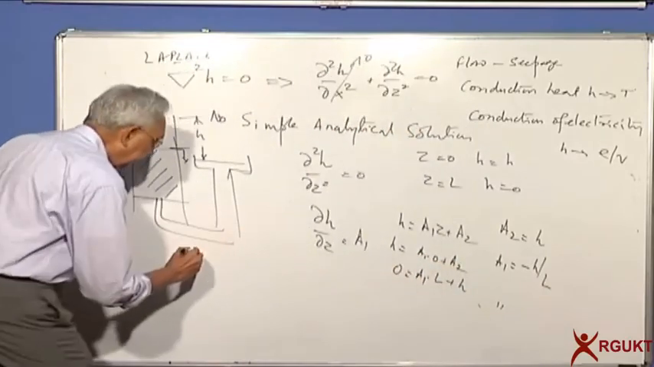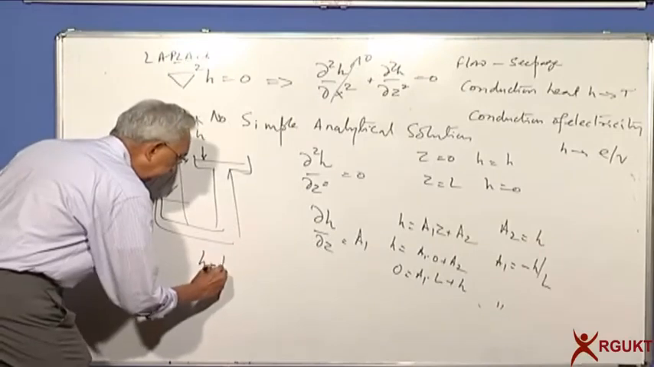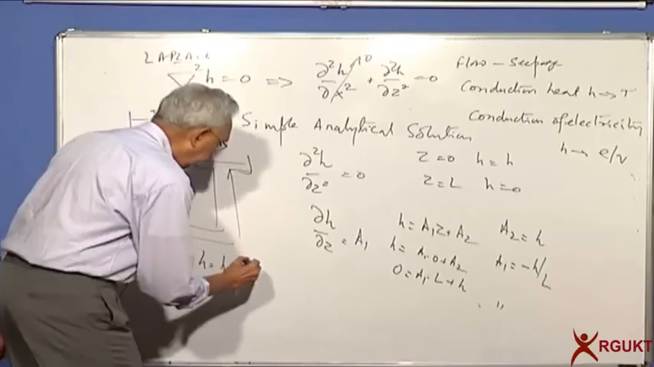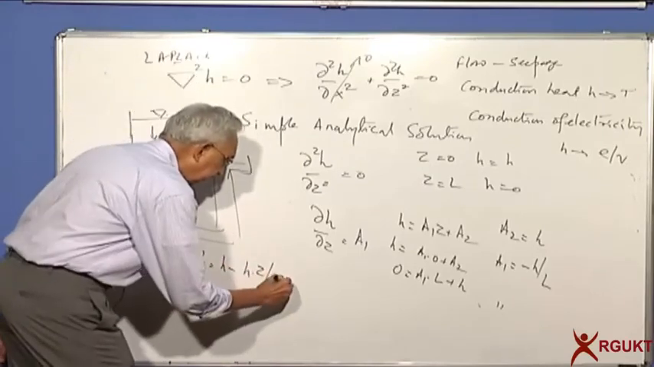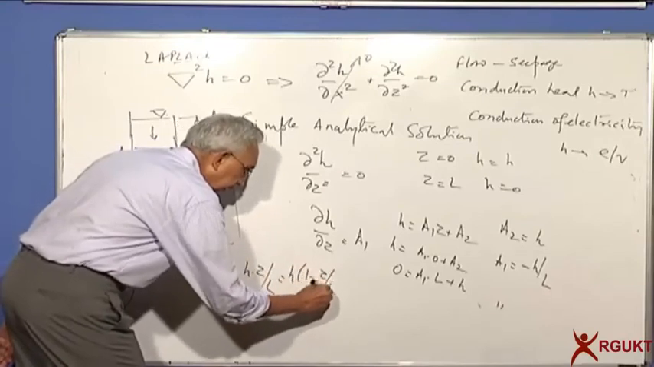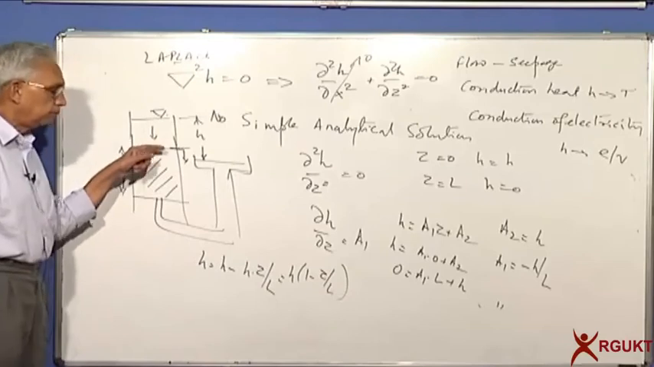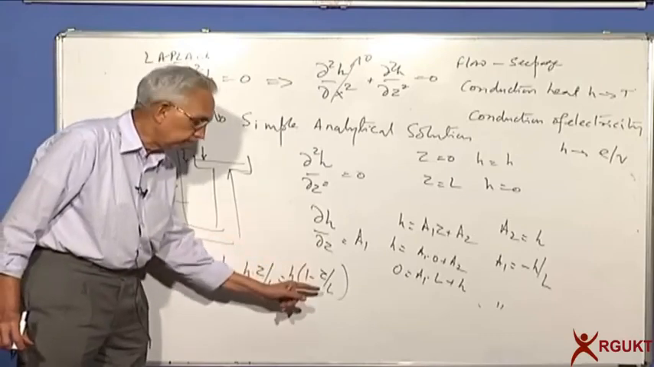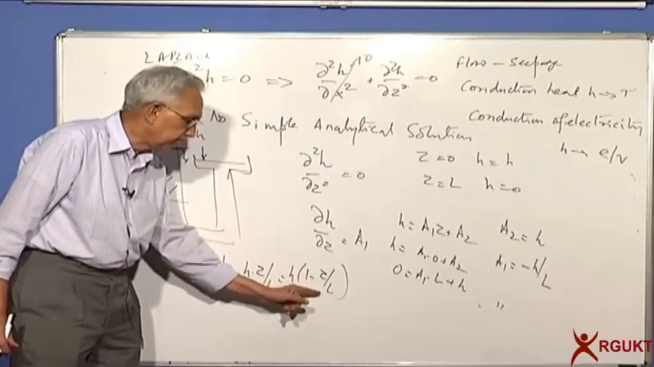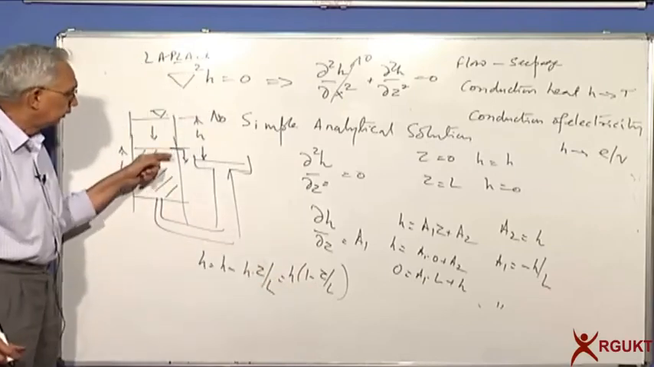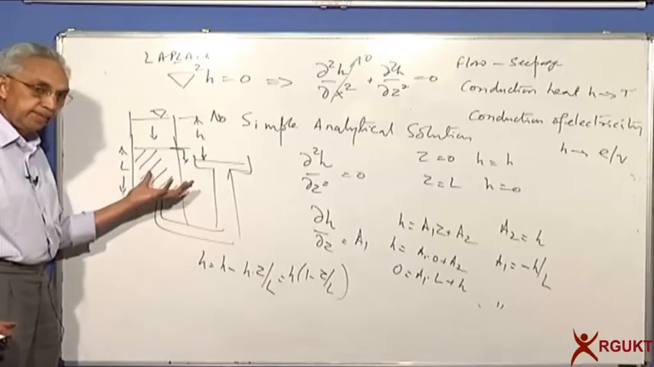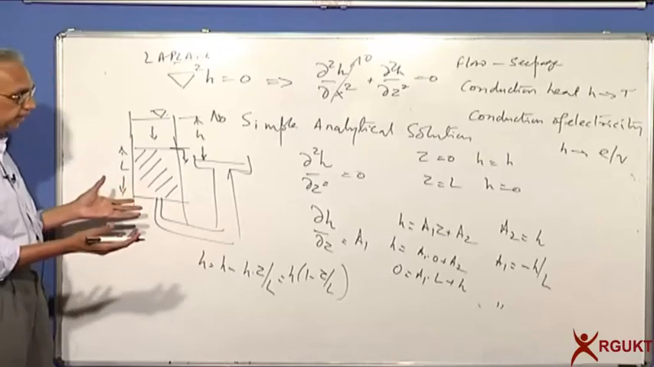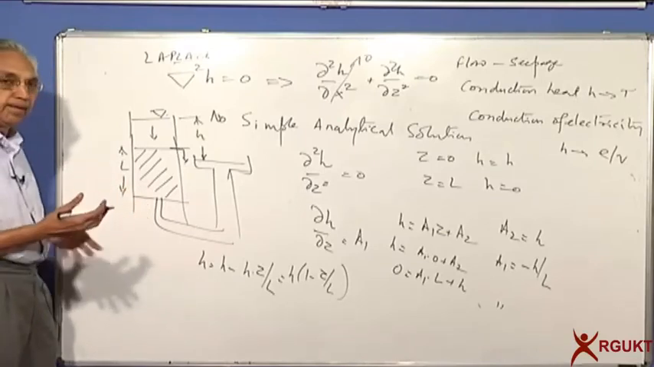Now you can say the head varies as H minus H into Z by L, which is a very simple way of looking at it: H into 1 minus Z by L. So at the top, the head is H. At the bottom of the flow, once Z becomes L, this ratio becomes 1, 1 minus 1 is 0, there is no head loss, so there is no net head here. So it's a linear variation of H, maximum H at the top and 0 here. So you have seen how this can be easily solved for a one-dimensional flow.